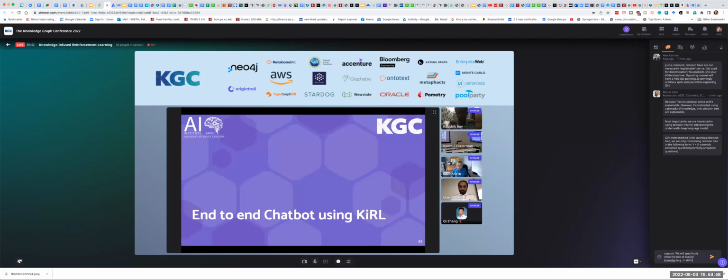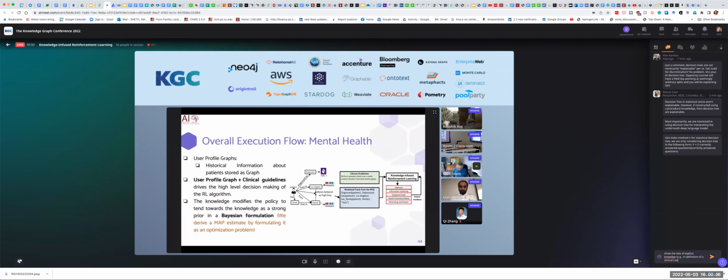So I'll move on to another application, which is mental health chatbot. This is a high-level illustration. In the next few slides will be a high-level illustration of the schematic diagram for how this execution works. And then I'll show you a demo of the implemented system.